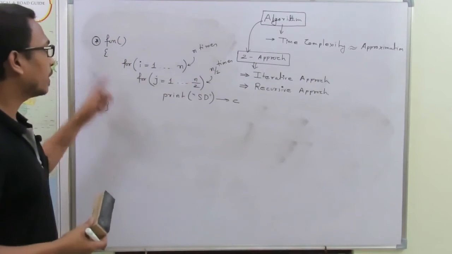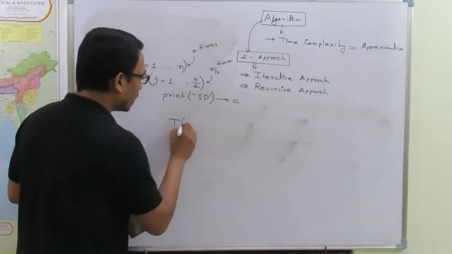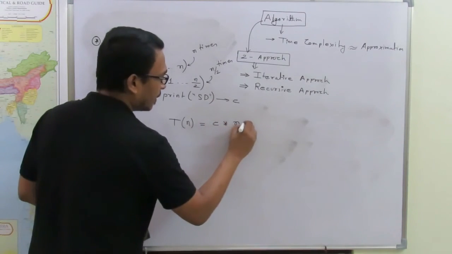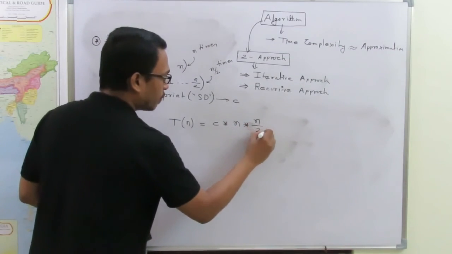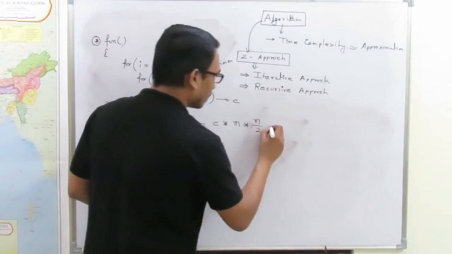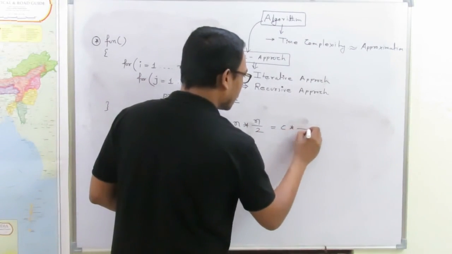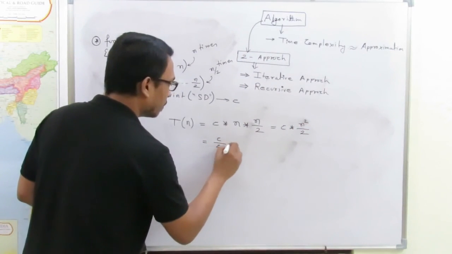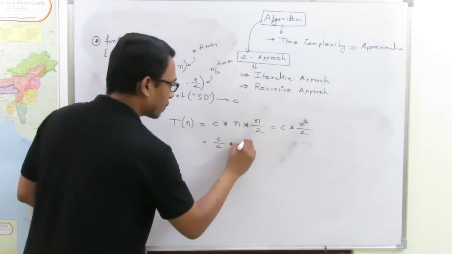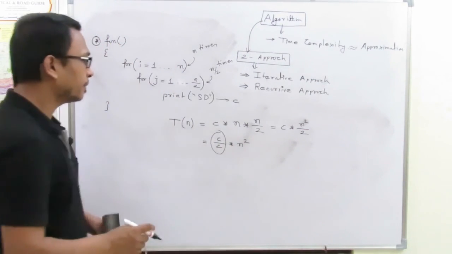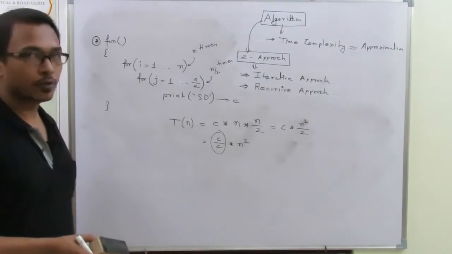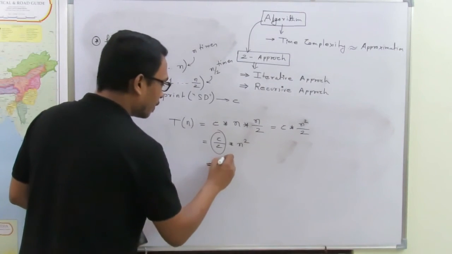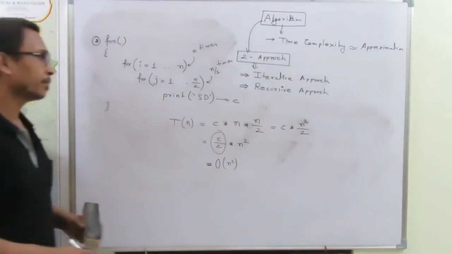Now what will be the total time? Total time will become c into n into n by 2, that means c into n square by 2, that means c by 2 into n square. So this one is a constant, again a constant divided by a constant, that means again we get some constant. So what do we get? Order of n square only. Clear?